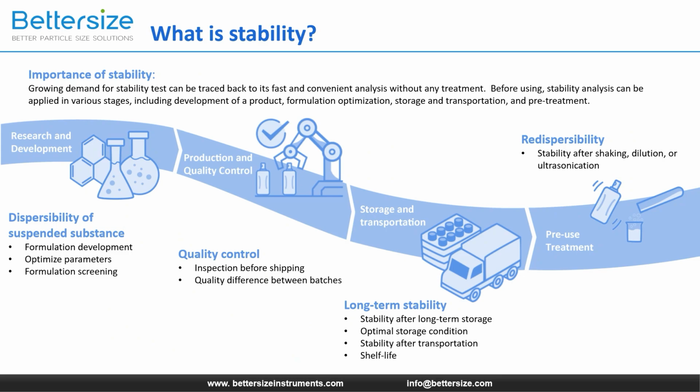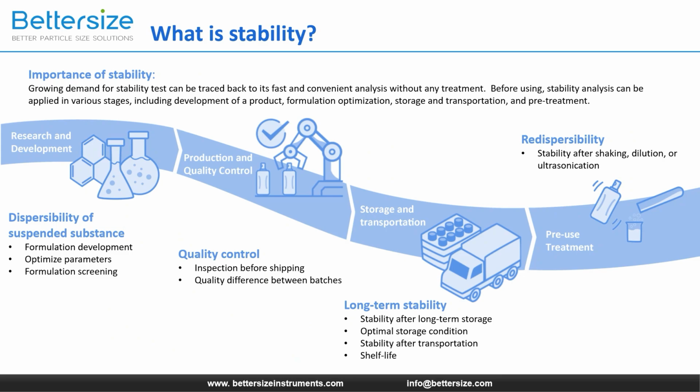So, why do we need to analyze the stability? Because stability plays an important role in product performance. In the development stage, formulation screening is carried out to search for the most stable dispersion. In most cases, good stability refers to good performance. For example, in agrochemicals, good stability is required to ensure homogeneous dispersion of emulsion droplets. Uneven dispersion of emulsion droplets may reduce its effectiveness.